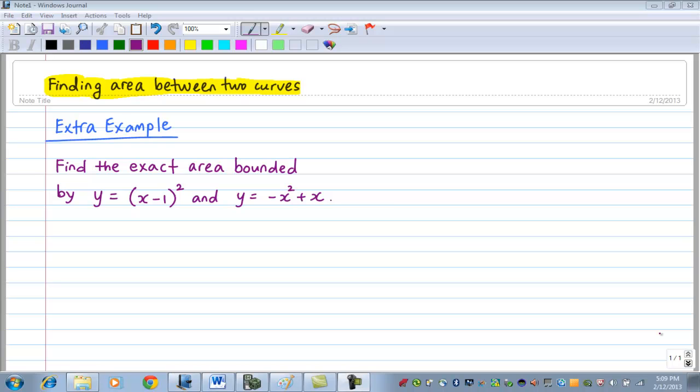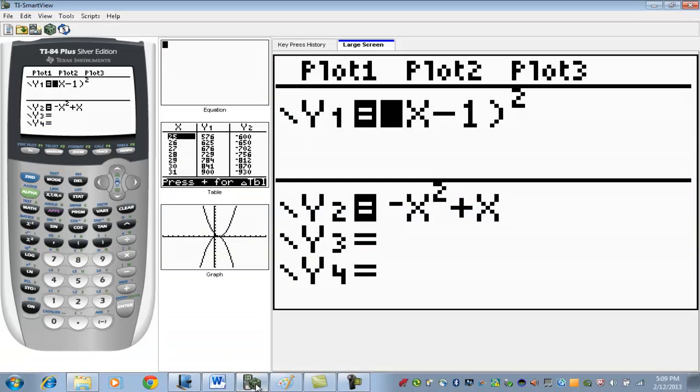Now for this example, we are required to find the exact area bounded by two curves, y equals (x minus 1) squared and y equals negative x squared plus x. Of course in our mind we can't visualize how the graph may look, so we need the help of our GC. So key in the first graph and the second graph, and let's see how the graph looks.